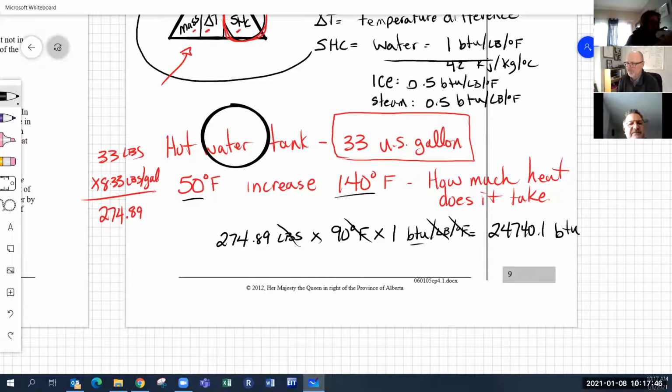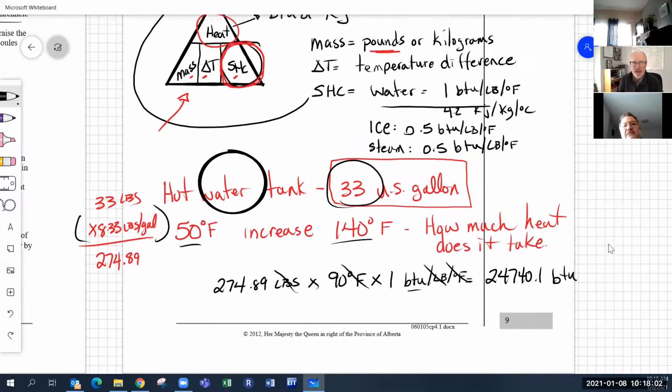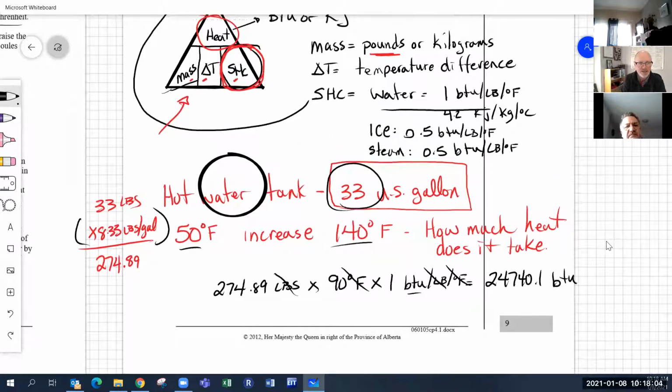Sorry, where did that 8.33 come from again? That is the mass of 1 US gallon. So this is the mass of 1 US gallon. I have 33 US gallons. Remember what I said up here, that the mass in this formula has to be either in pounds or kilograms. Oh, okay. To change the gallons into pounds. And that's what 1 US gallon weighs.